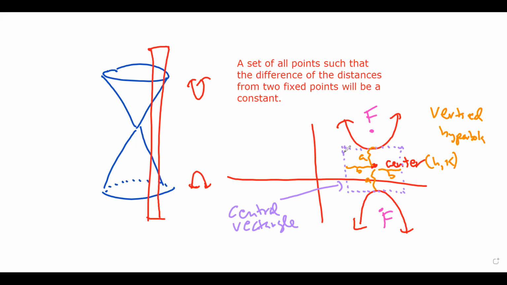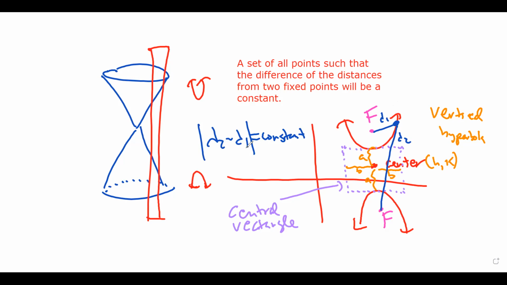So if I were to pick a random point, call this D1 and call that D2, then D2 minus D1 will equal a constant. Or the absolute value, because what if D2 is less than D1? Or you could do it the other way around, D1 minus D2, I don't care. But with an absolute value, that guarantees a positive constant. So that's what's going on.